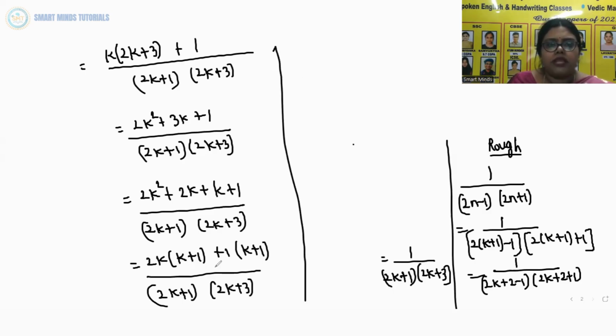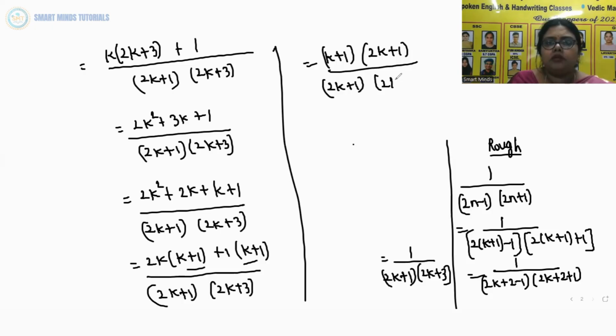Now we need to take k + 1 common. So we get (k + 1) into the remaining terms, which you write in one more bracket, (2k + 1), divided by (2k + 1)(2k + 3). So 2k + 1 gets cancelled. You get (k + 1) / (2k + 3).